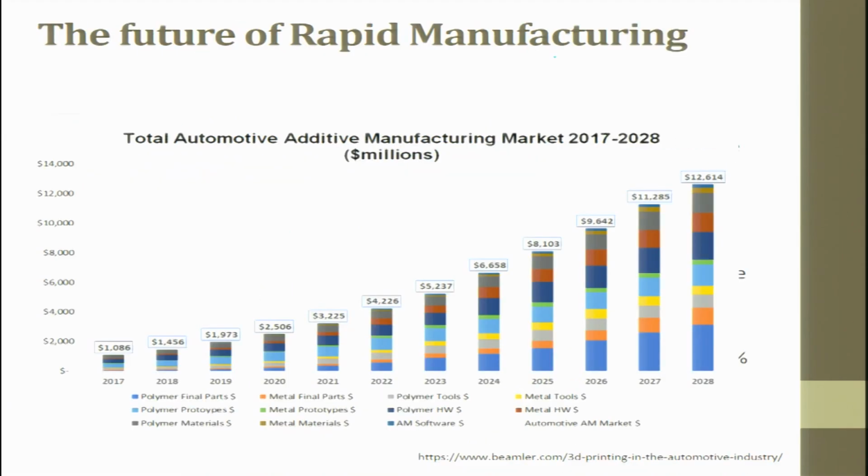So, the future of rapid manufacturing: when we talk about automotive, this is the total automotive additive manufacturing market, projected from 2017 to 2028 in terms of millions. You can see here polymer parts, polymer prototype, polymer material. You can see polymer tools, metal prototyping. You can also see metal tools and metal hardware. You can see how drastically their numbers are increasing over the years. It is increasing, and polymer material is also increasing. Okay. So, this is a very interesting graph which talks about the future of rapid manufacturing.